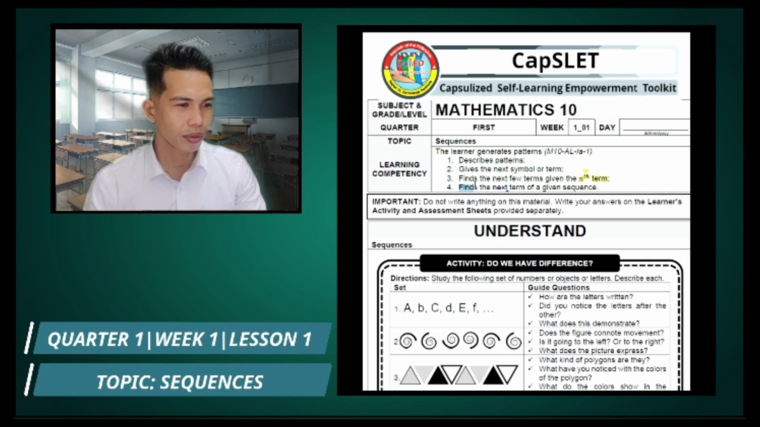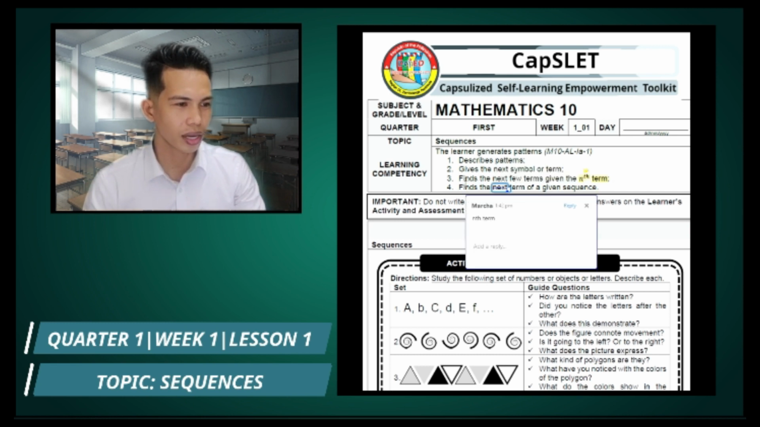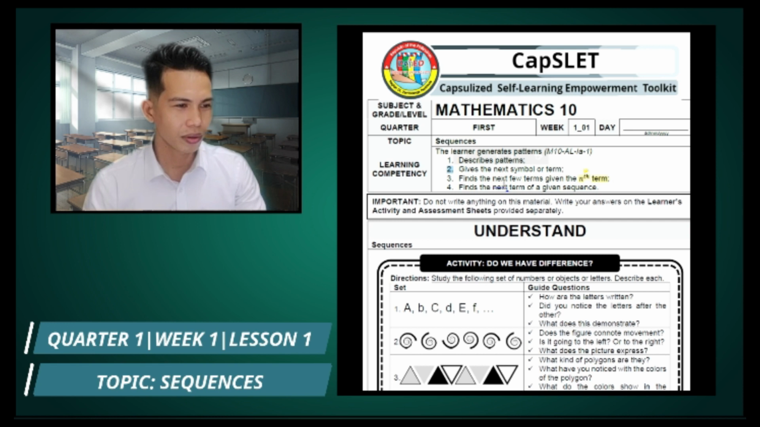Number 4, find the next term. This is a correction kasi if this is next term, magiging parehas siya sa objective number 2. So, given a sequence, hahanapin natin yung formula, the nth term.